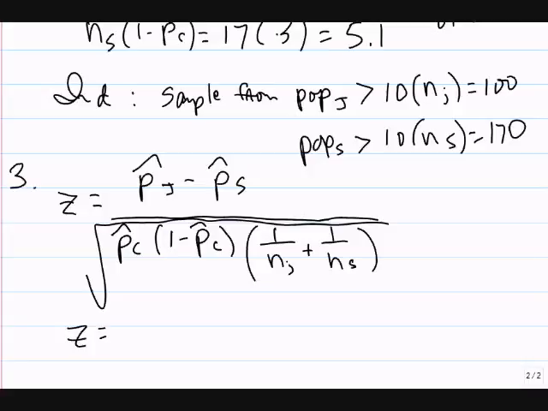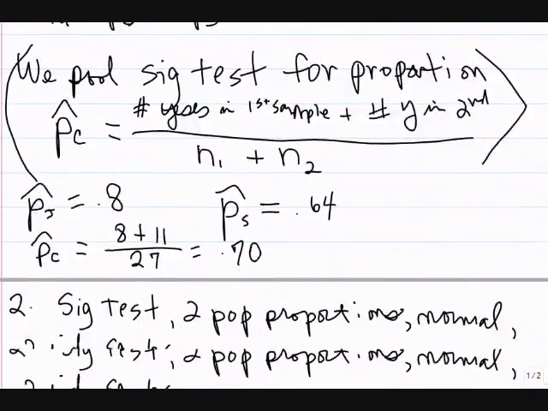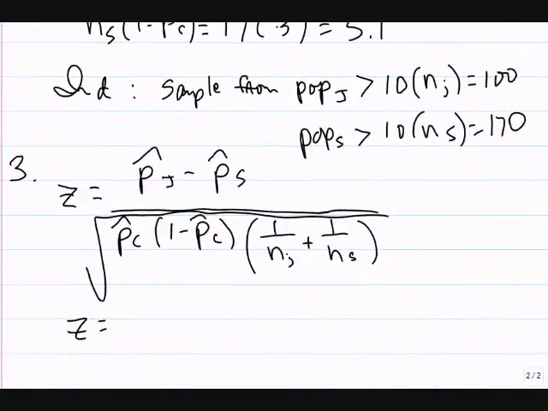I did something wrong. Z is 0.84. Why do I have 0.84? Are we doing a not equal to or a greater than? We're doing a greater than. Yeah. All right. So my z is 0.84, and I got a p-value of 0.20.